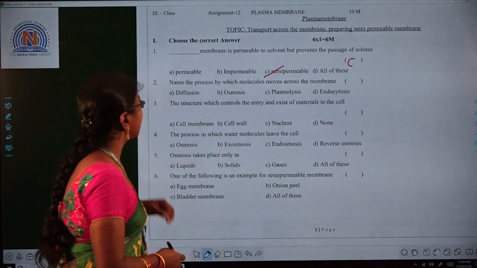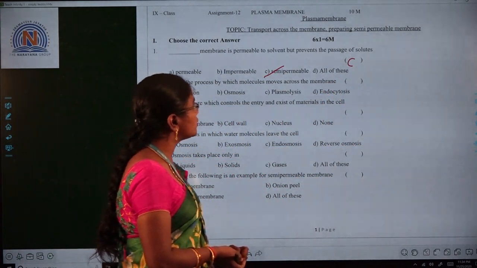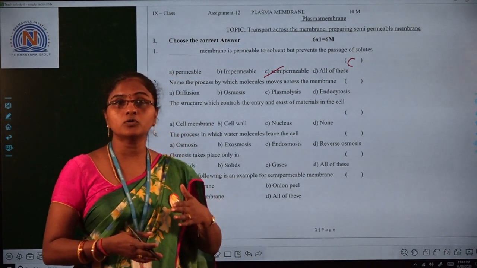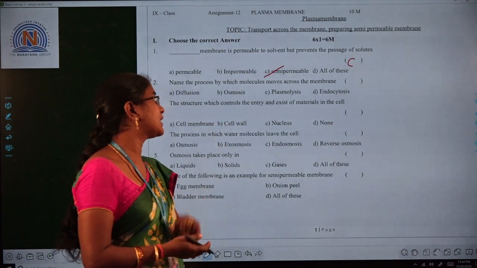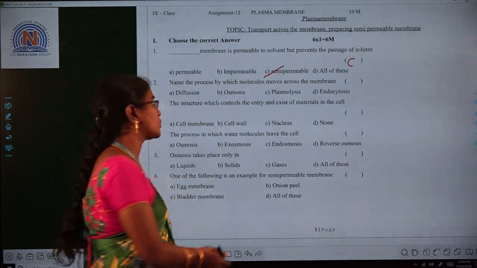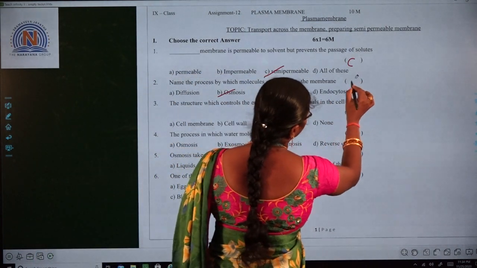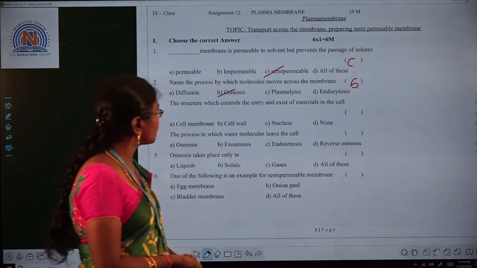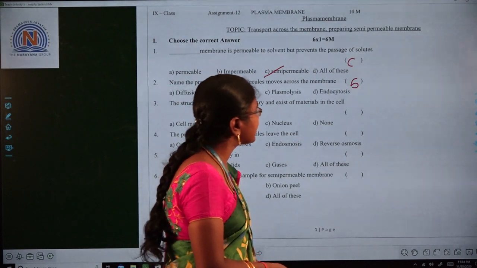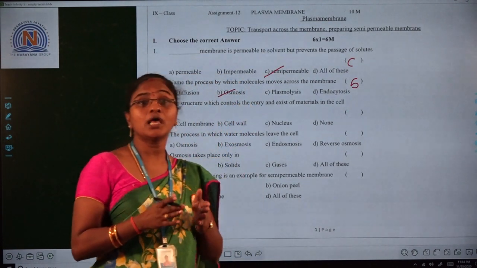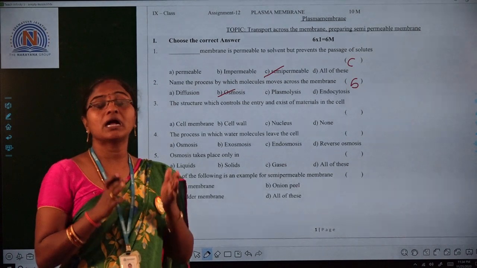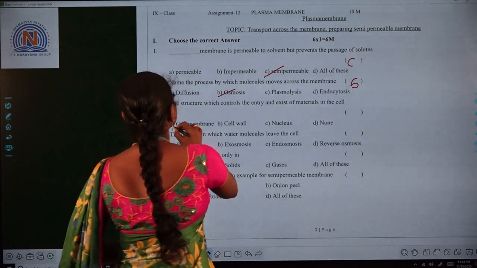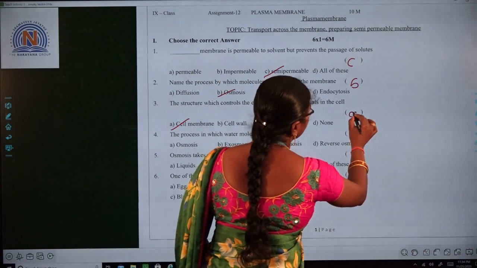And the second one: name the process by which molecules move across the membrane. The process in which the molecules move across the membrane is called osmosis, option B. And the next one: the structure which controls the entry and exit of material in the cell. In the cell, which membrane helps and controls the entry and exit of substances? That is the cell membrane, option A.